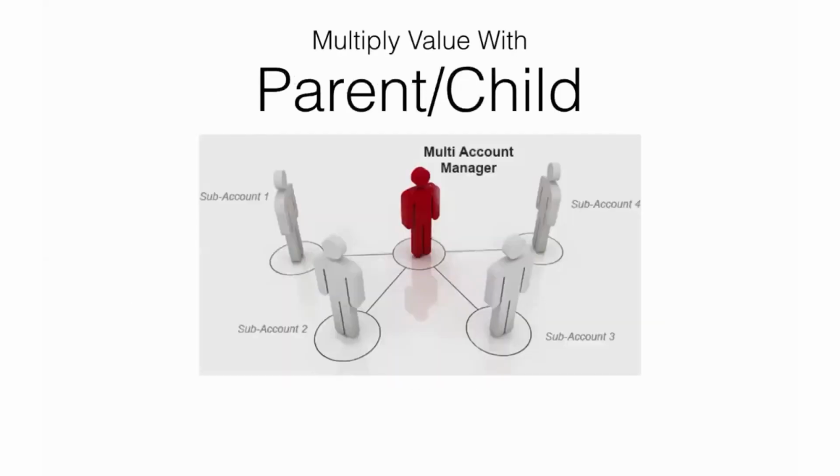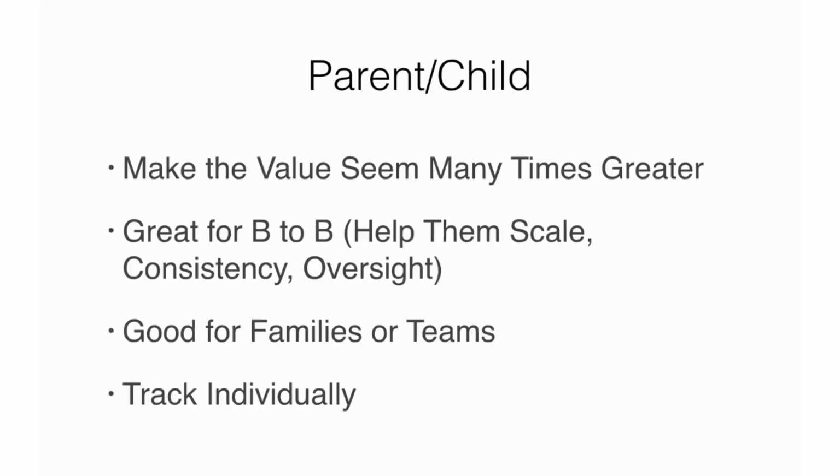So another way to multiply the value of your membership site is with something we call parent-child, but it's basically where one member can sign up and then they can add members underneath them. So this can make the value seem many times greater because it's kind of like they're getting a 2-for-1 or a 3-for-1 or 4-for-1, whatever it is. You're saying, hey, you buy one account, we'll give you multiple.